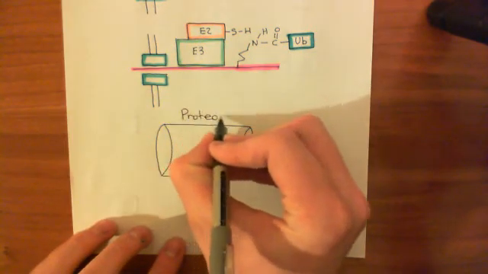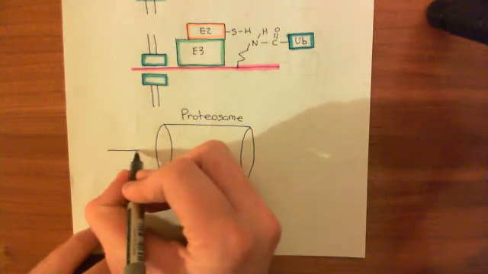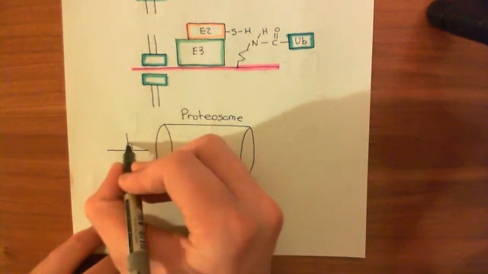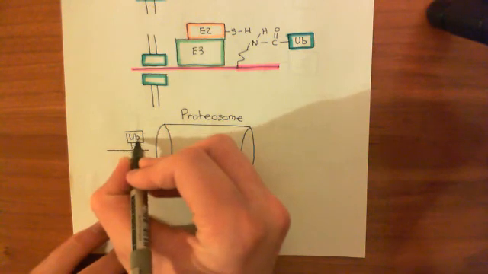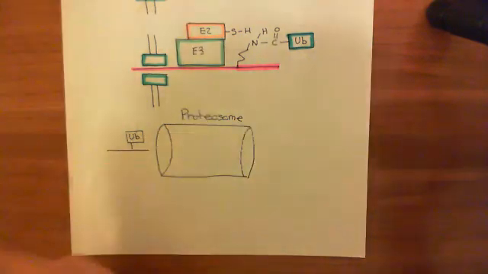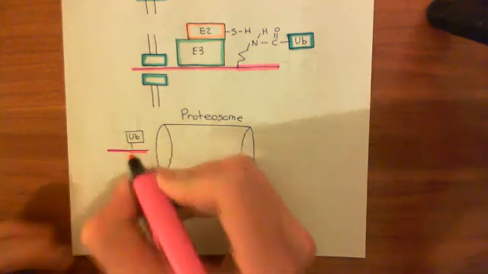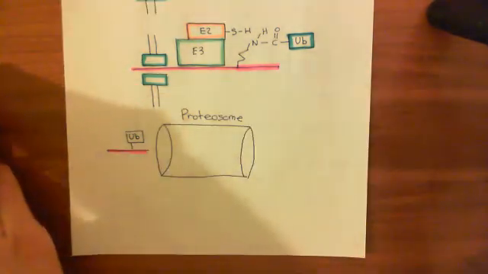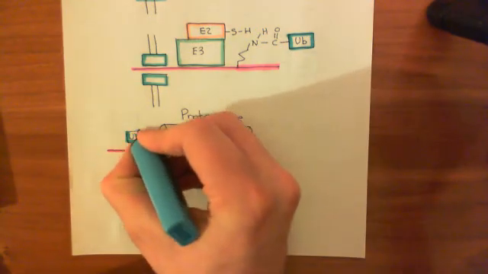Okay, so this protein that now has these ubiquitin groups on, so we'll show it here, here's our protein with its ubiquitin groups on, is going to be taken into the proteasome, and it's going to be broken down into its amino acids. So you're going to destroy this protein. It's going to be depolymerized effectively back into the monomer constituents, the amino acids.